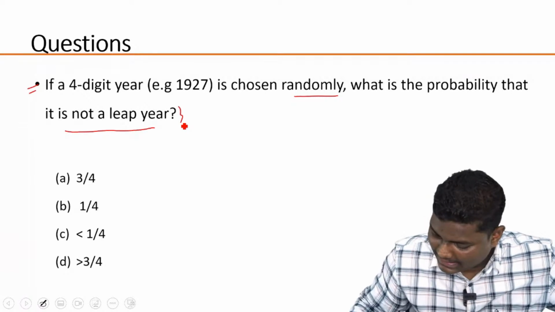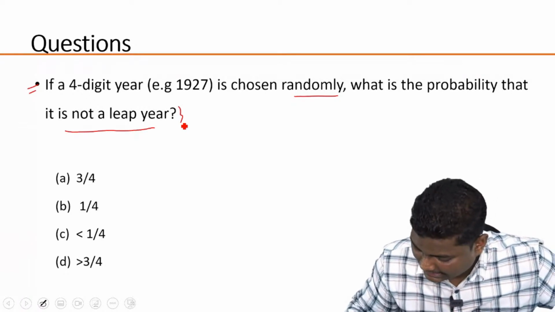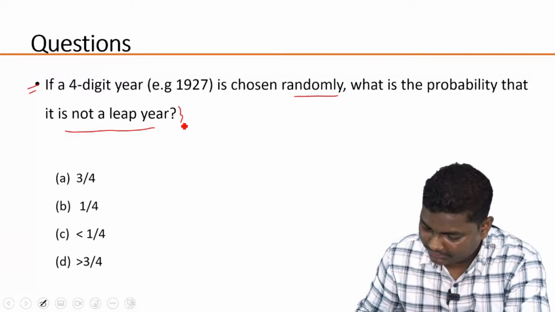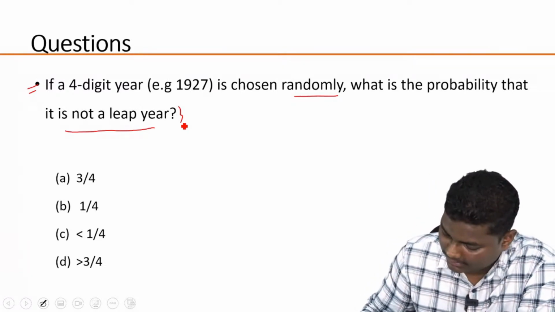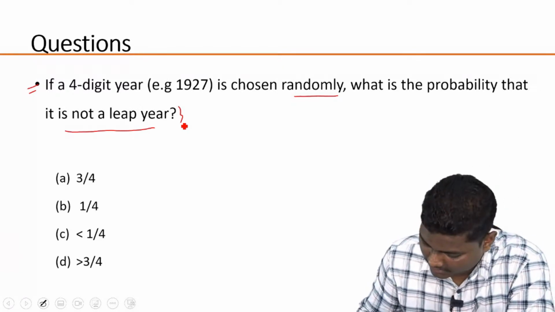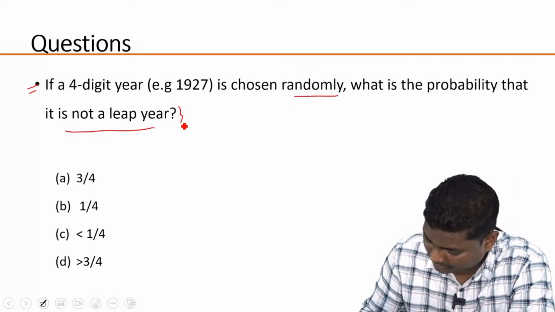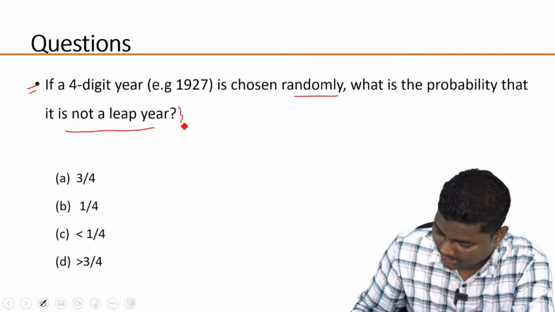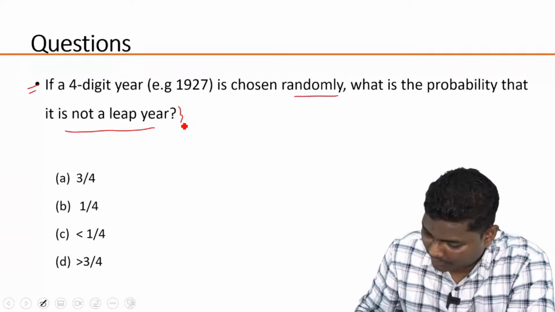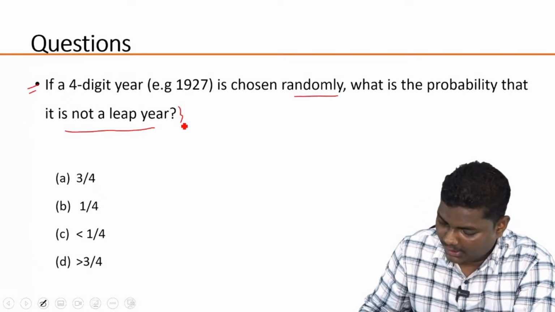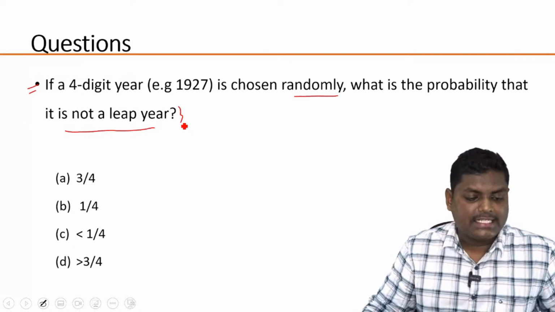Okay. Murthy is saying 3/4. Sanchari is saying 3/4. Other guys, try and solve this out. Romy is saying option D, greater than 3/4. Okay, Subra is saying 3/4. Okay. So let's try and understand this.